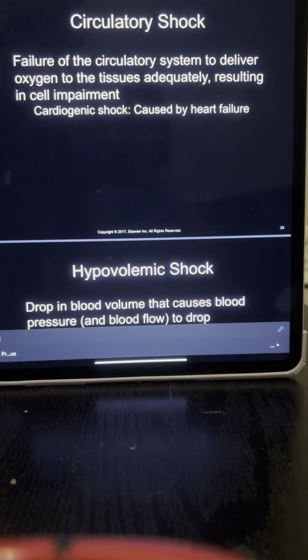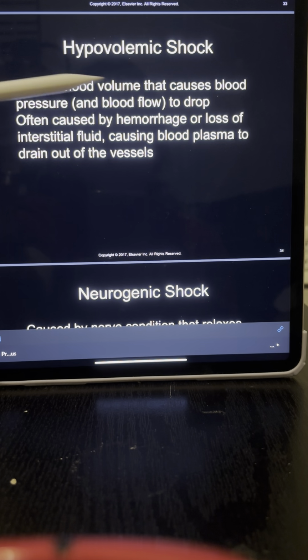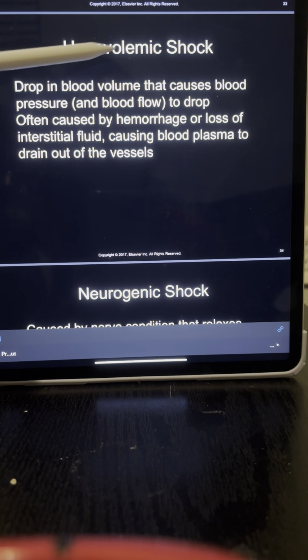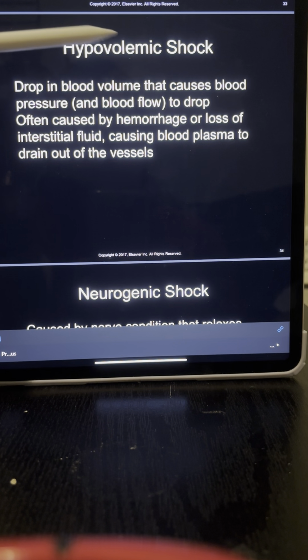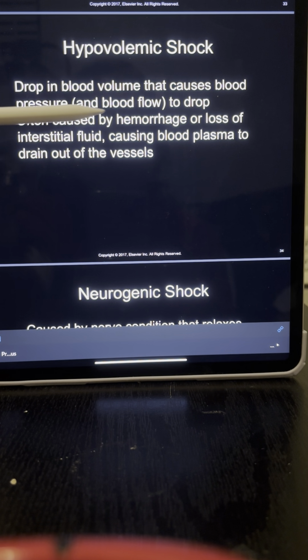Hypovolemic shock is a drop in blood volume that causes blood pressure to drop. Because there's a low blood volume, hypovolemic: hypo is below, volemic is volume. That causes blood pressure and blood flow to drop, often caused by hemorrhage or loss of interstitial fluid, causing blood plasma to drain out of the vessels. Just what it says, because I don't have enough blood volume, I don't have enough oxygen circulating, so my organs are not getting enough oxygen. My organs are going to shut down, my tissues are going to shut down, my cells are going to stop working.